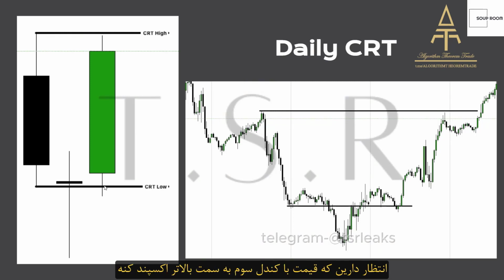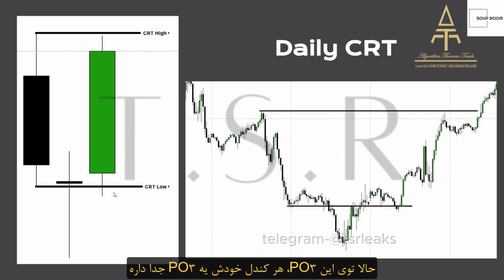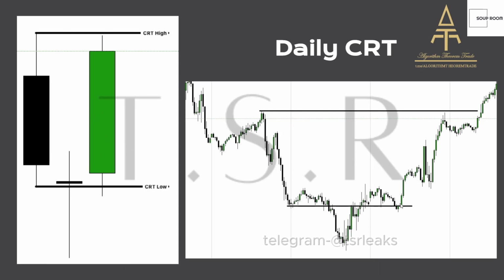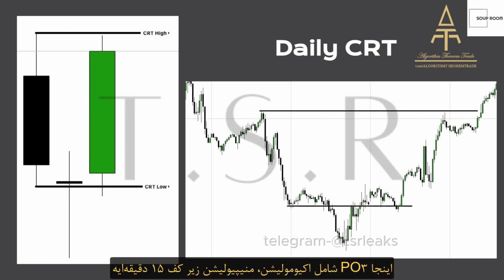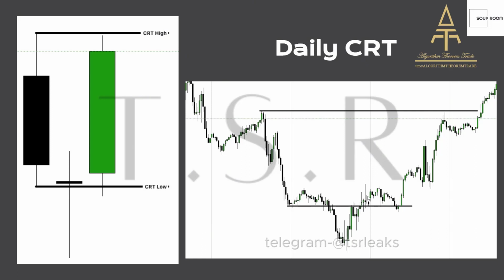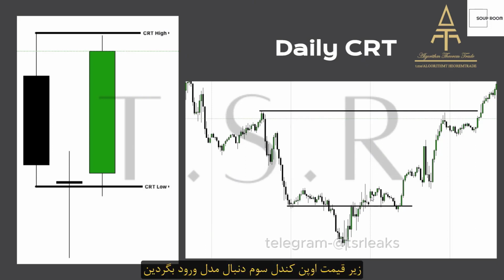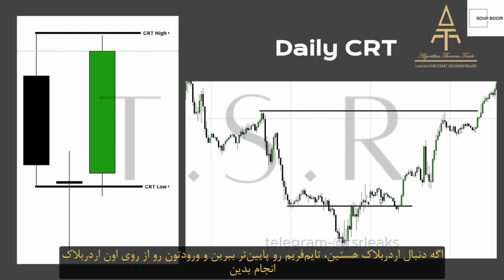Taking a look at this example, you expect price to expand upwards with the third candle. Now within this PO3, there is a separate PO3 in every single candle. The power of 3 right here, as you can see: consolidation, manipulation below a 15-minute low, underneath the open of the third candle. Look for your entry model. If you want an order block long, drop time frame and execute off of an order block.